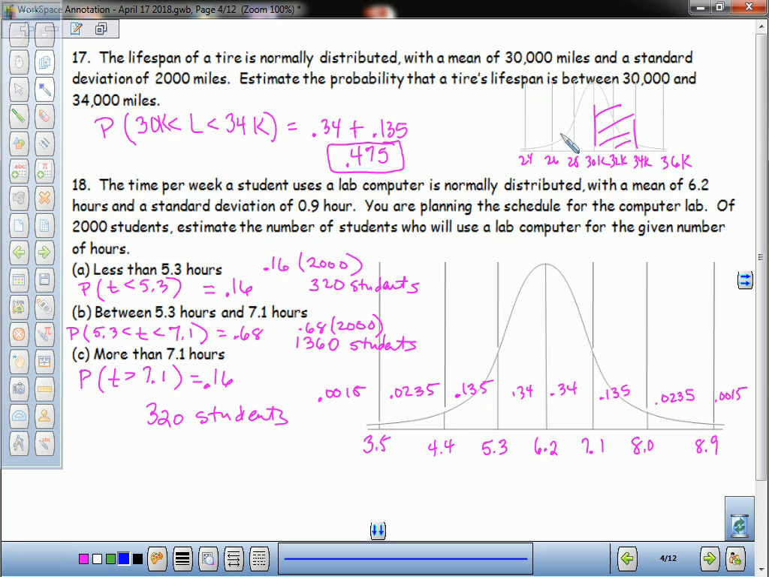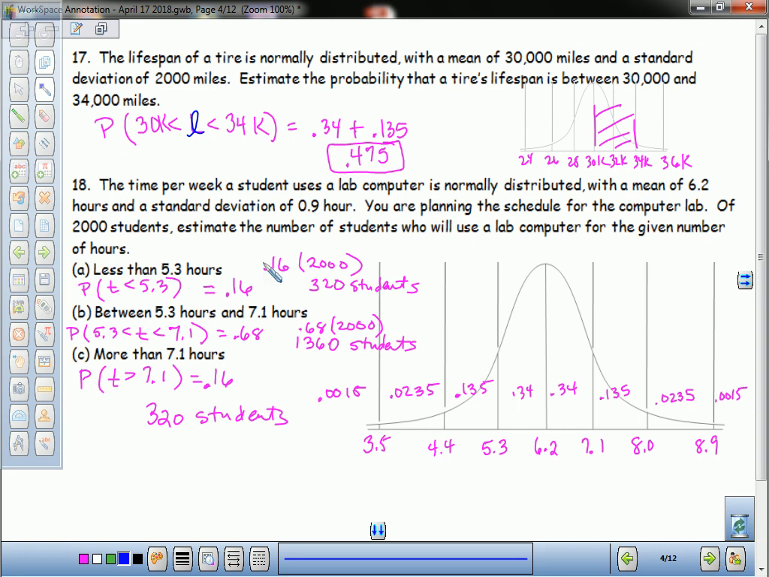All right, so here we go. Lifespan of a tire, normally distributed, mean 30,000, standard deviation of 2,000. So 30, 32, 34, 36. I got that one right. Between 30 and 34,000. So we're looking at a lifespan of the tire between 30 and 34,000. So it's the 0.34 plus the 0.135, which is 0.475. You got it right, but you keep putting it in percentages and they ask for probabilities. Oh yeah, I got that wrong.